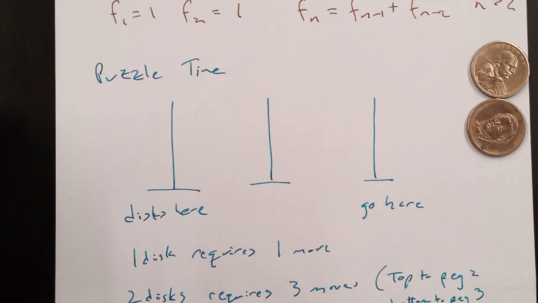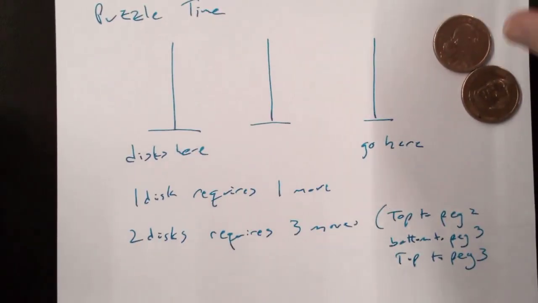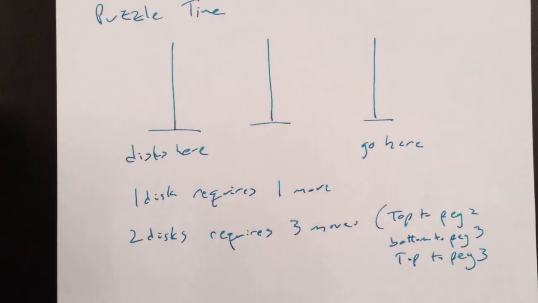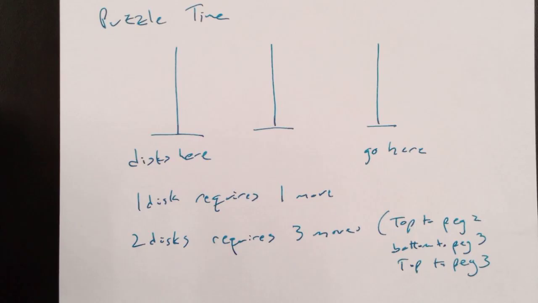If I think of the discs as the top disc and the bottom disc, then I can kind of write this like this. You move the top disc to peg 2, if they're 1, 2, and 3. I move the top disc to peg 2. I move the bottom disc over to peg 3. Then I move the top disc to peg 3.